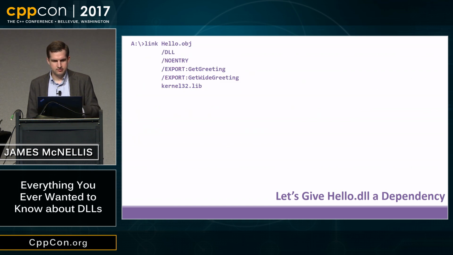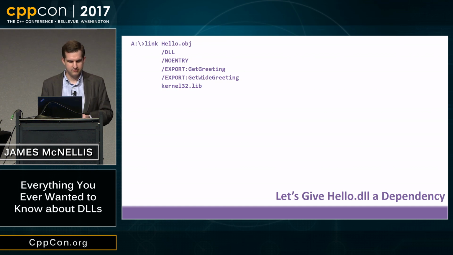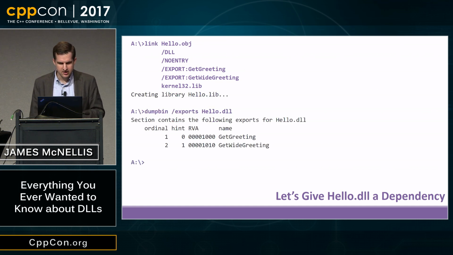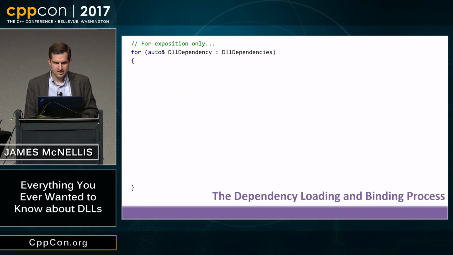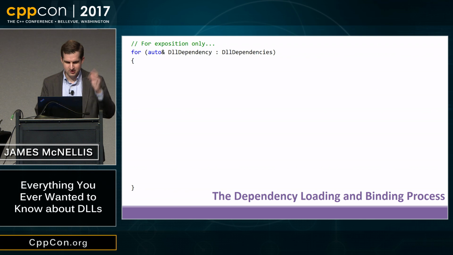So when we link it, we now just add the new export to the command line. We add kernel32.lib, so it links in the import for that function that we're now calling. We look at its exports, and we see, yes, we've got both functions. And we look at its imports, and we see, yes, now we're importing MultiByteToWideChar. So this is for exposition. I just thought it was easier to show as fake pseudocode.